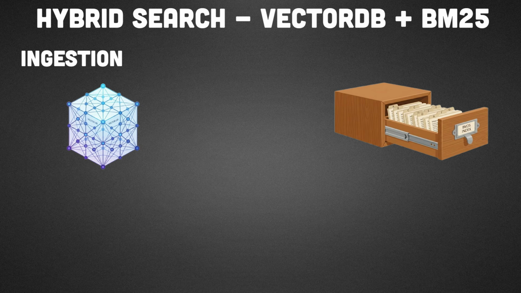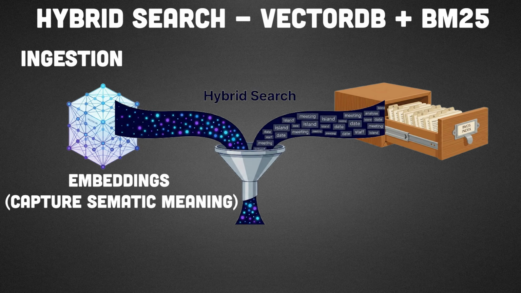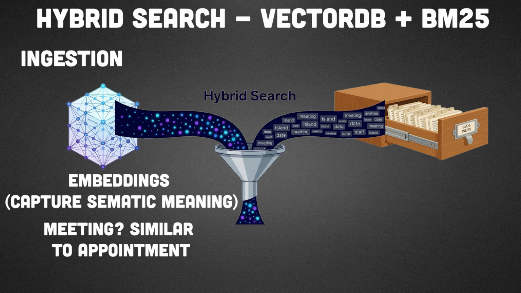So first, why two indexes? This is called hybrid search. The vector database uses embeddings. It turns text into small numbers that capture meaning. So it finds results that are semantically similar to our question, even if the exact words don't match. For example, if you search for meeting, it might also find appointment or a scheduled visit.